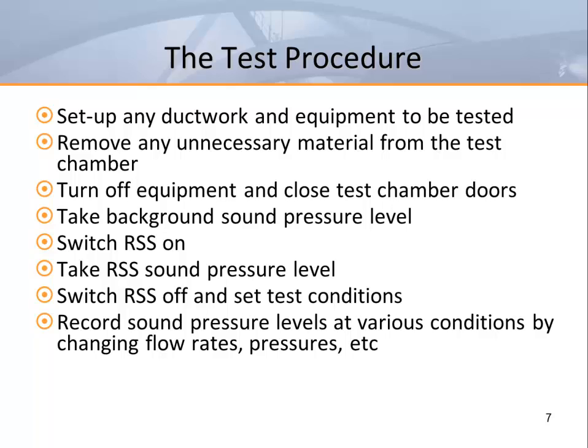Next, we switch on the reference sound source and measure its sound pressure level. If it is known to produce 80 decibels of sound power in a given octave band, but only 70 decibels of sound pressure is measured, we know that the room attenuation in that octave band equals 10 dB. We can now switch the RSS off and start our sound test. Each unit under test will be run at various speeds, pressures, and flow rates in order to determine its acoustical performance over the full operating range.